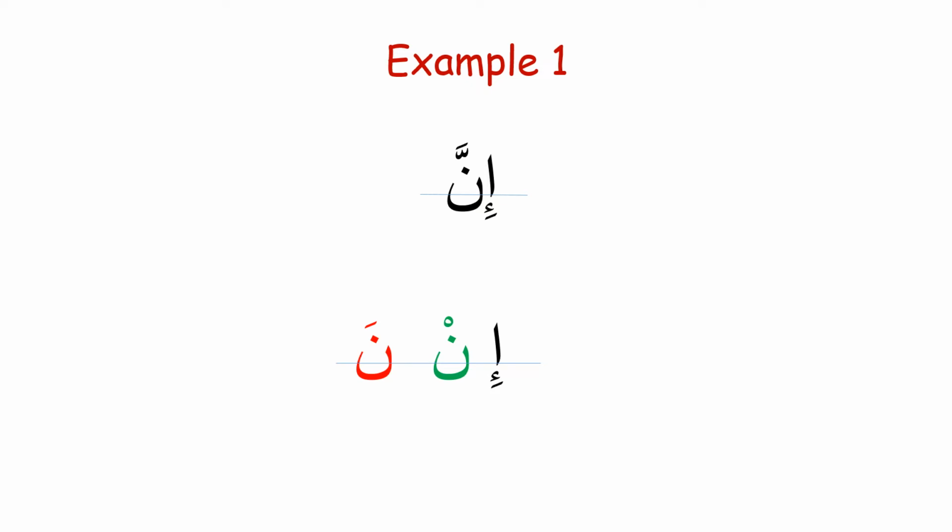Now, since sukoon sounds like as if we are pronouncing the first letter of the name of the alphabet, for noon it will be N. The combination of these three letters will be inna. I'm going to go slowly first and then step by step go to the normal speed. Inna, inna, inna. I hope you've got it. And now for our second example.